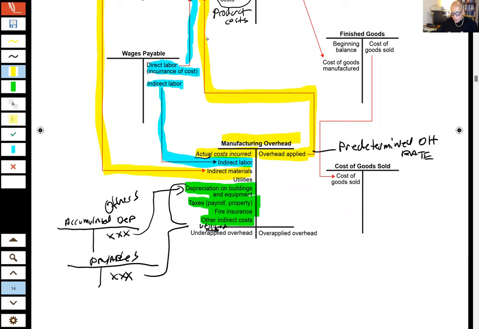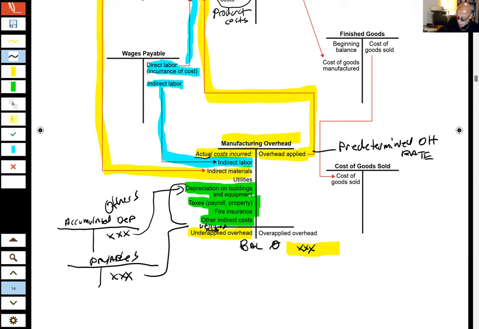Now, guys, only in a textbook will these numbers match. The amount that's applied versus the actual. So if there is a debit balance sitting in this at the end, that means we underapplied. That means we had more actual. And if it's underapplied, we want to balance this to zero. If we have too much debit, we would credit on the applied side, and that balances it to zero.